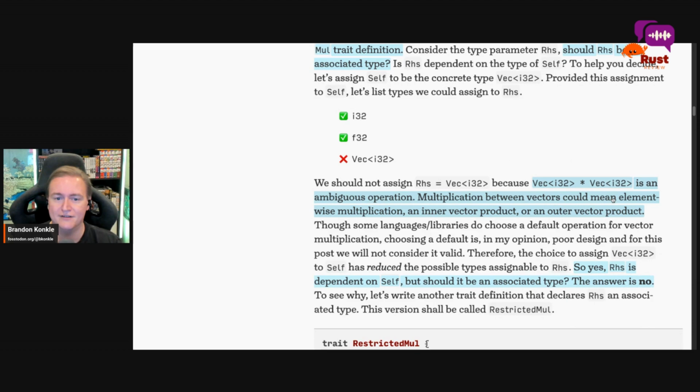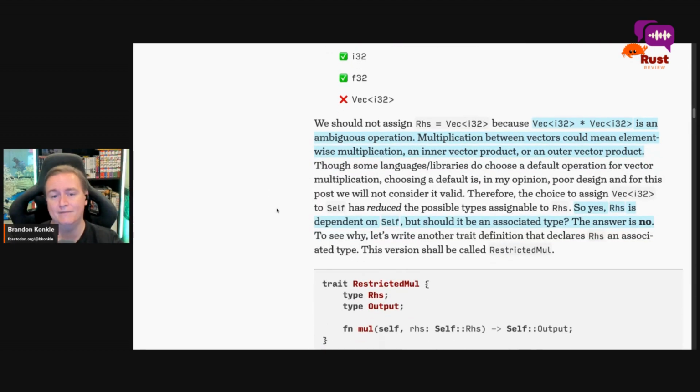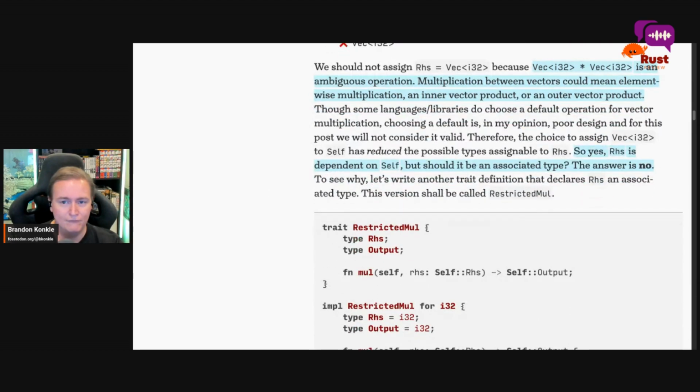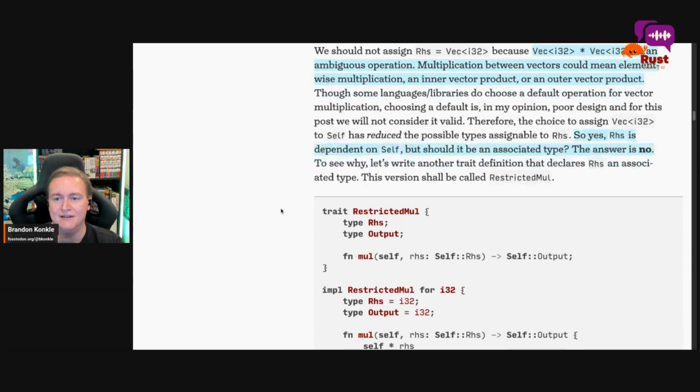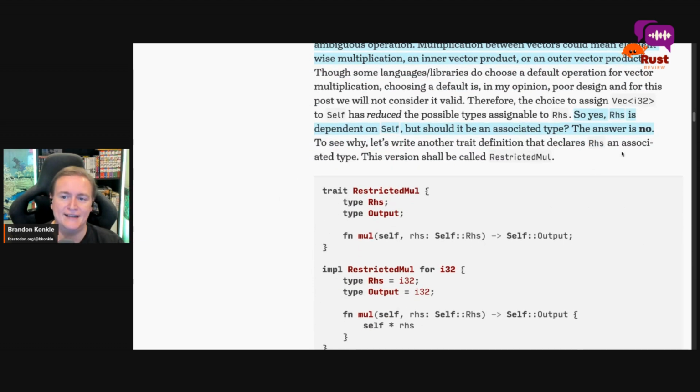Multiplication between vectors could mean element-wise multiplication. It could mean an inner vector product or an outer vector product. There's different ways that you can combine them together. And he says some languages, some libraries will just default to one way, but really it's not one right answer. There are multiple ways that you could apply it. So he says, yes, right-hand side is dependent on self, but should it be an associated type? Because there are multiple answers to what it could be.